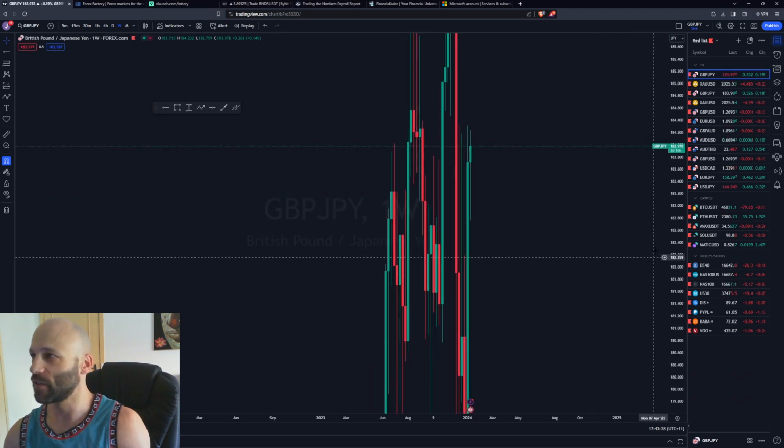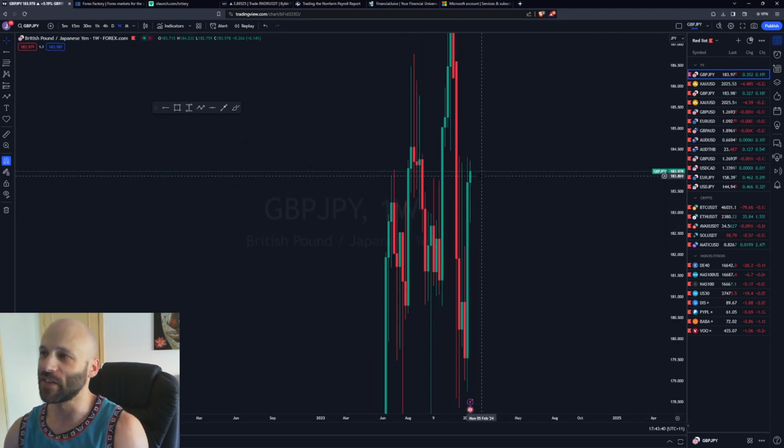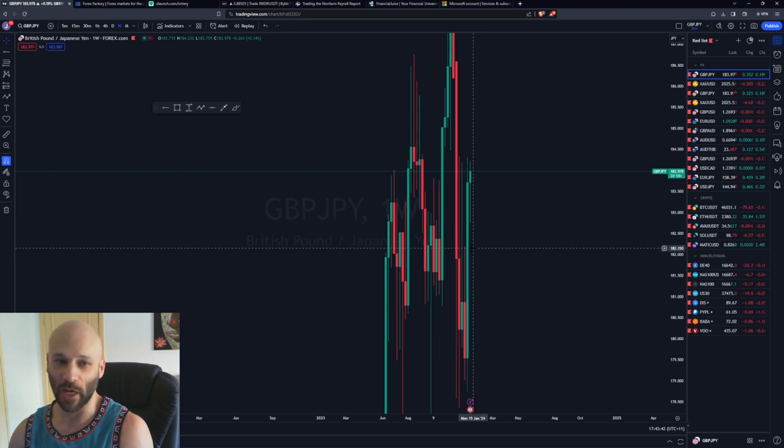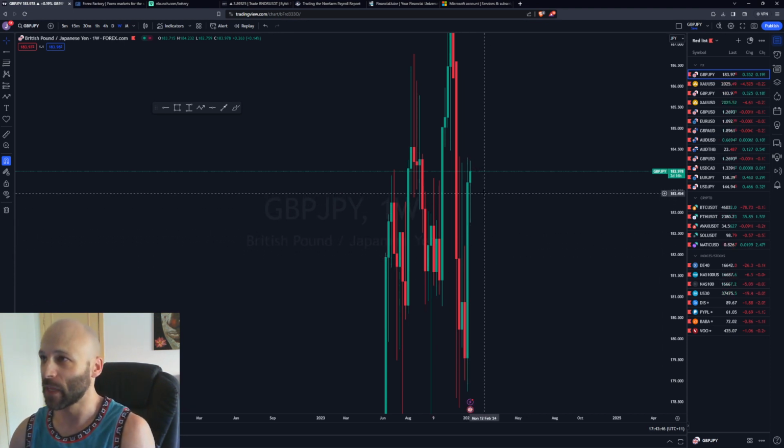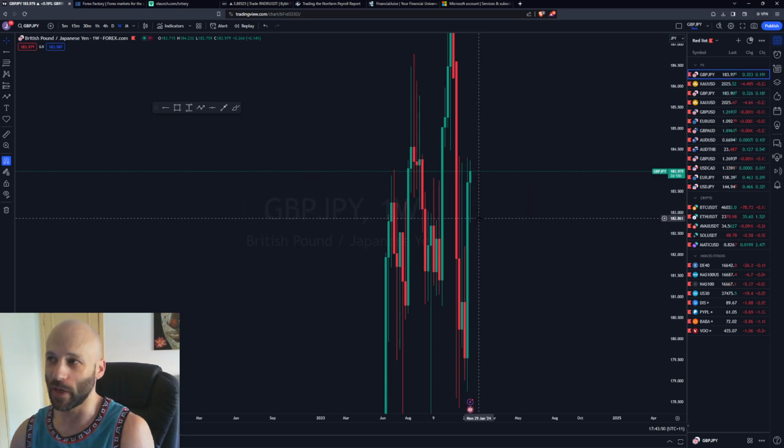Top down analysis. Alright, so starting with the weekly. As I mentioned over the past few days, the previous weekly candle is a very strong bullish candle. We have yet to break the high of the previous weekly candle. We've spent the first few days creating a lower wick.